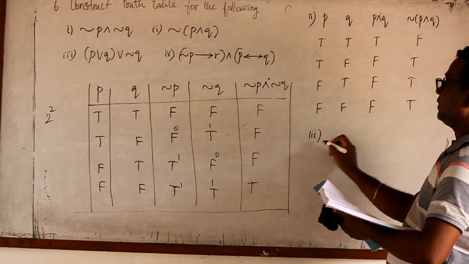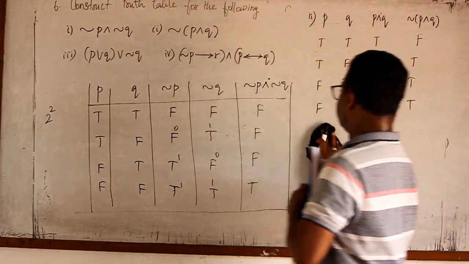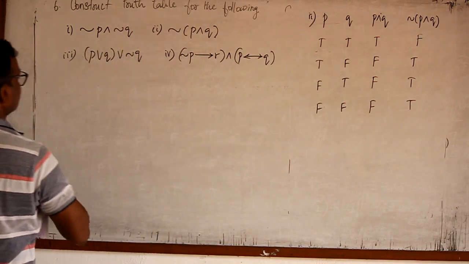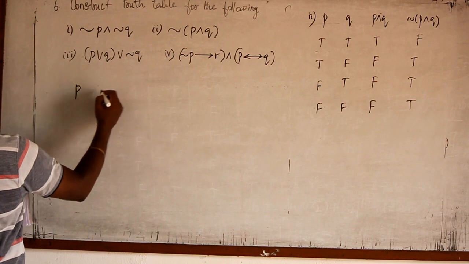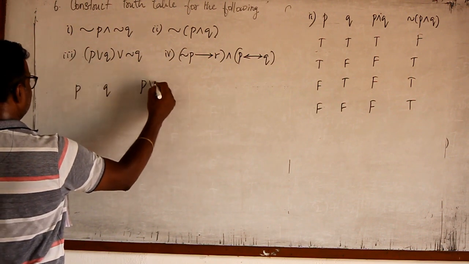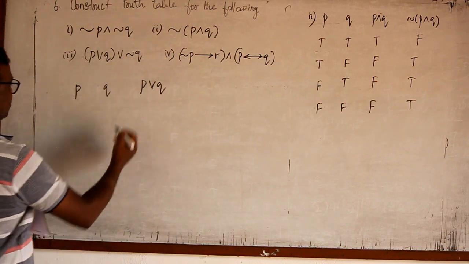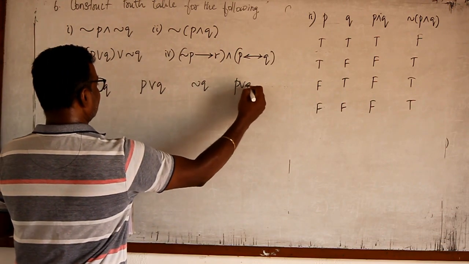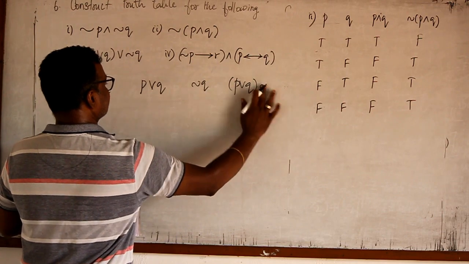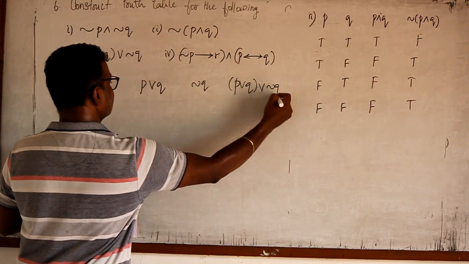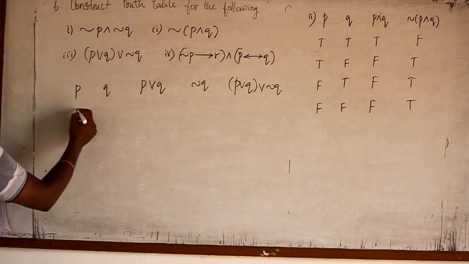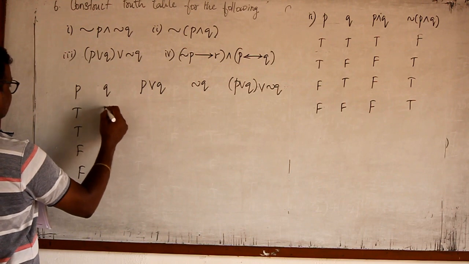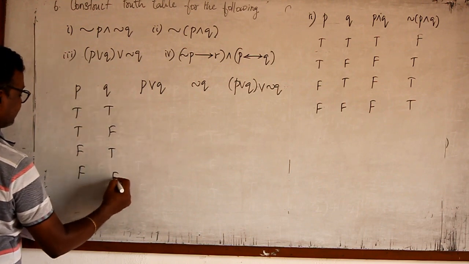Third one. I write here. Only 2 sets are involved, so P, Q. I need P, Q, then negation of Q. Then P V Q, then negation of Q, and V with that. So P means 4 elements, T, T, F, F. Q means 4 elements, T, F must be repeated, T, F.